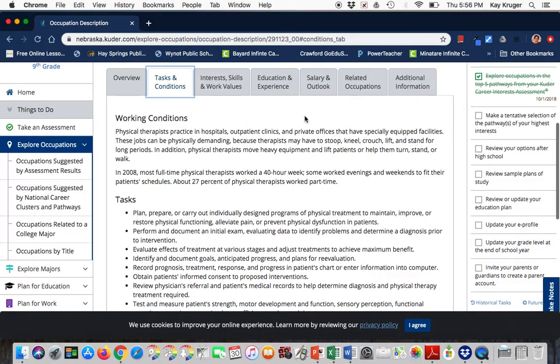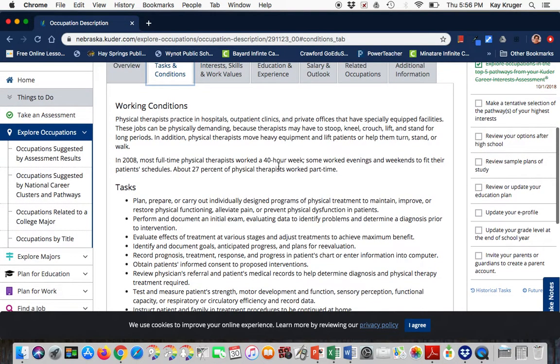The work conditions, how many hours are they working? Is it ever stressful? Is it physically demanding? That's what you're answering when you're looking at work conditions. So with physical therapy, they are moving a lot. They have to lift heavy equipment. They may be lifting patients. And it says that they typically work a 40-hour week, which might include evenings and weekends. So those would be the working conditions.